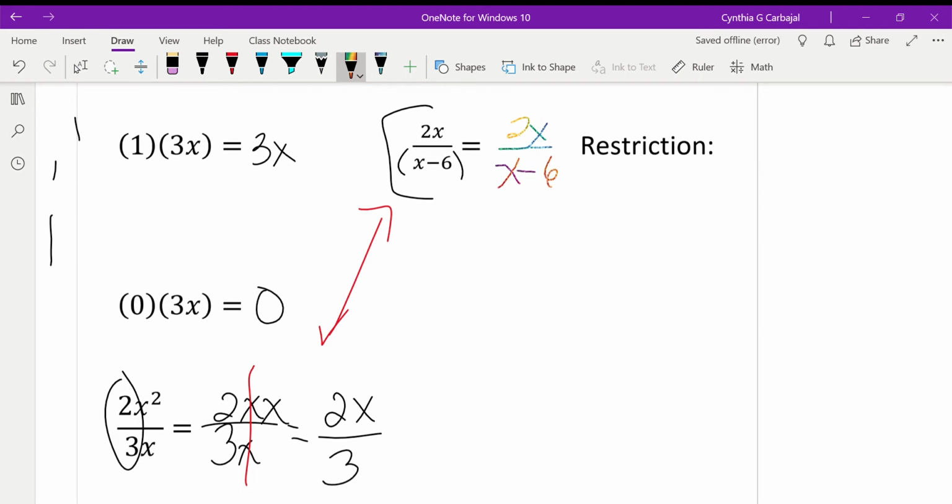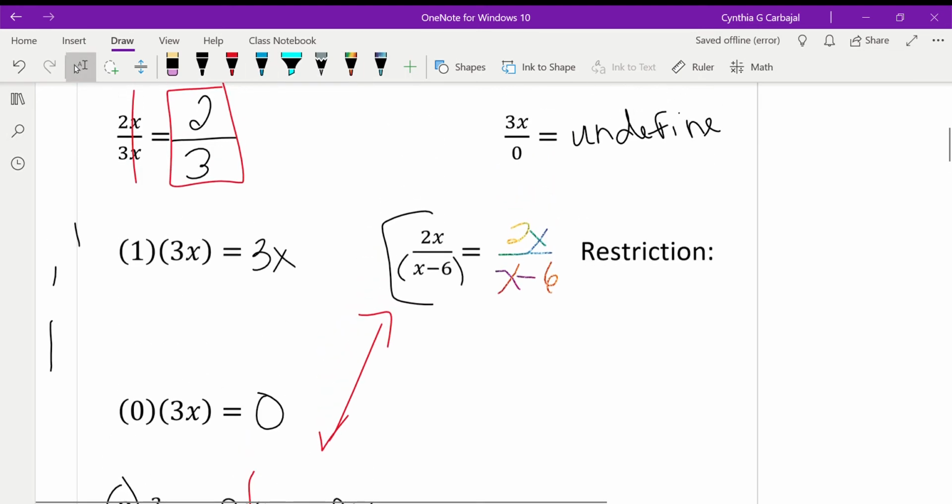But I do have a restriction. Okay? My restriction is based on this idea that I cannot have a 0 in the bottom of a fraction as my denominator, because then my math problem would be mathematically impossible and I would have to write undefined. So what is the only thing that would make this denominator go to 0?